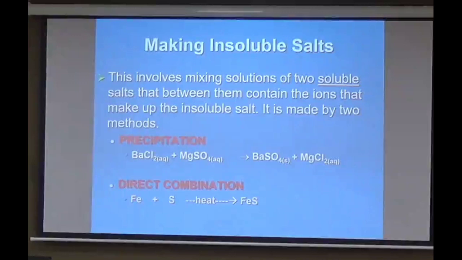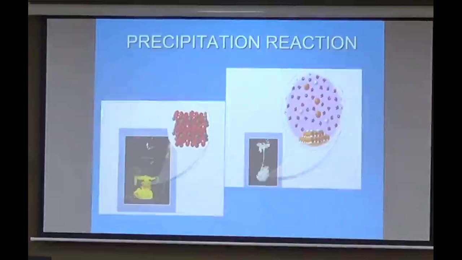Next is direct combination, where iron reacts with sulfur. Two elements react with each other, like the metal iron reacting with the non-metal sulfur to form iron sulfide. And iron sulfide here is an insoluble salt. Next, they have shown us how a precipitation reaction takes place. You are seeing in the first image the yellow precipitate appearing in the solution. And similarly, in the second case, the white precipitate appearing in the solution. And they have shown how the particles combine with each other when the new substance is formed.